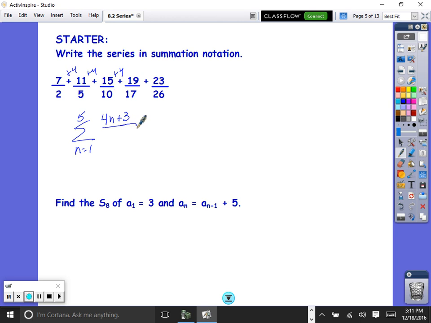Then in my denominator, it looks like I am adding 3, adding 5, adding 7, adding 9, adding the next odd, so it is a square. So I write n squared. Is 1 squared 2? No. What do you have to add to that to get to 2? 1. Let's try it. 2 squared is 4 plus 1, 5. 3 squared is 9 plus 1 is 10. So that is my rule to my series.